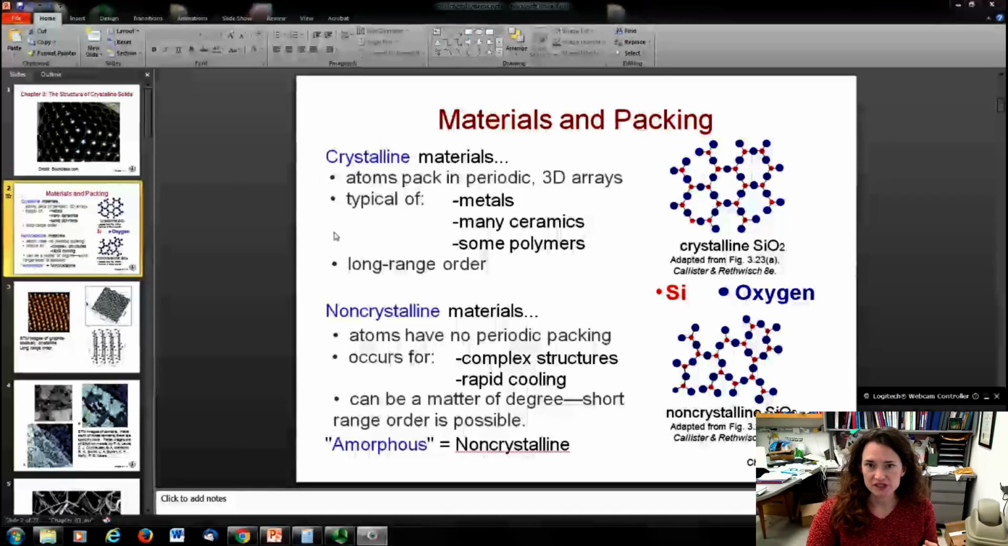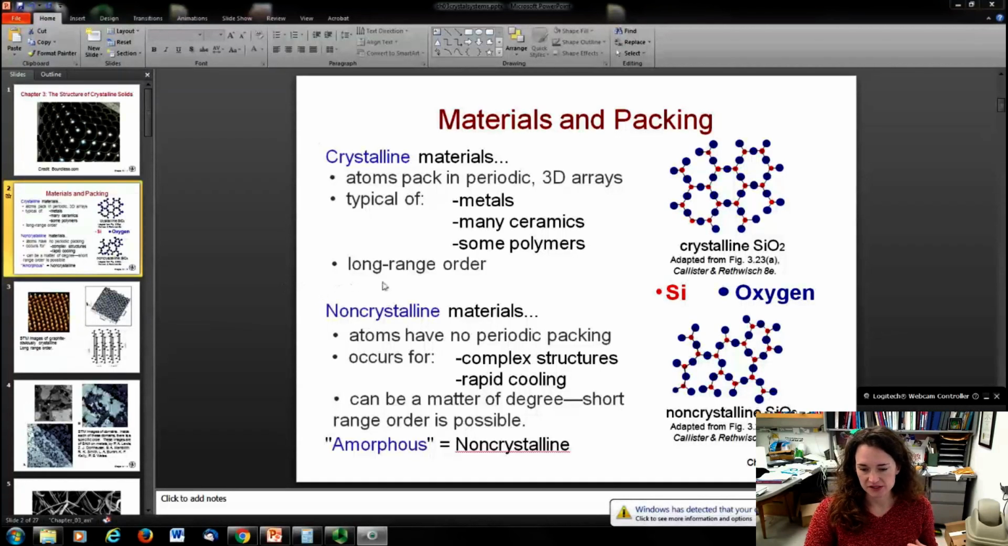But for non-crystalline materials, you don't have any kind of periodic packing. And this occurs for some complex structures. It also sometimes occurs in metals if you cool them rapidly, or if, for example, in some more advanced metal structures, they have a whole bunch of alloys that have atoms in them with really different sizes, and then you can get some non-crystalline metals that way.